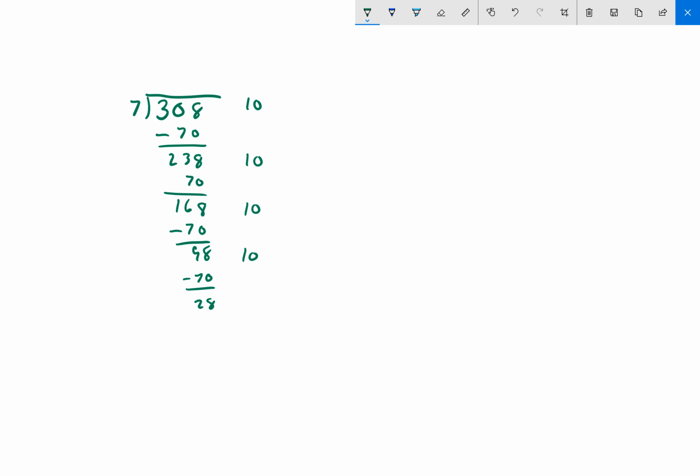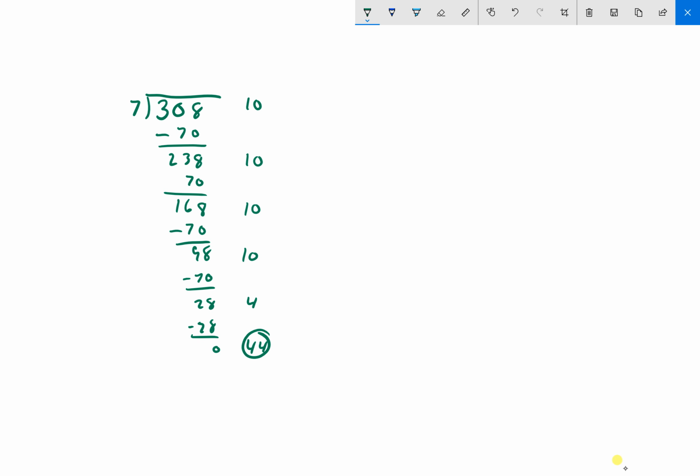But take a look at this. Oh, haha. I have 28. And I do know that 7 goes into 28 4 times. And that leaves me with no remainder. So what's 10 plus 10 plus 10 plus 10? That's 40. Plus 4 is 44. So 308 divided by 7 is 44. That's actually pretty slick. I just made those numbers up.